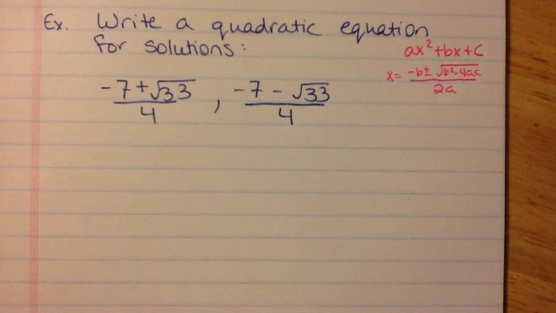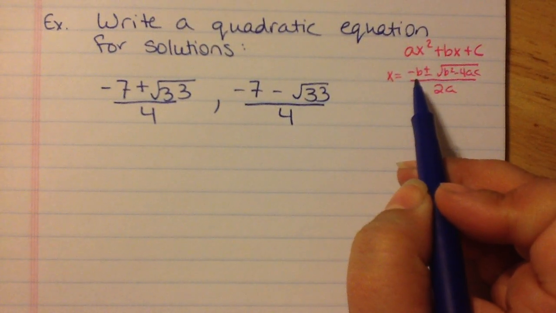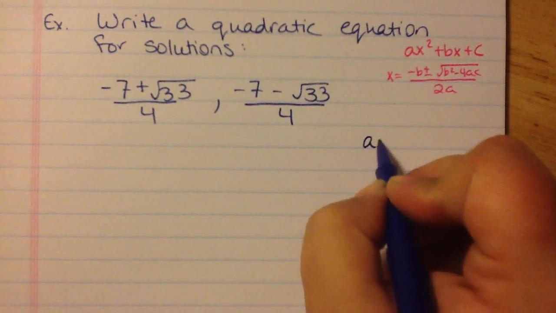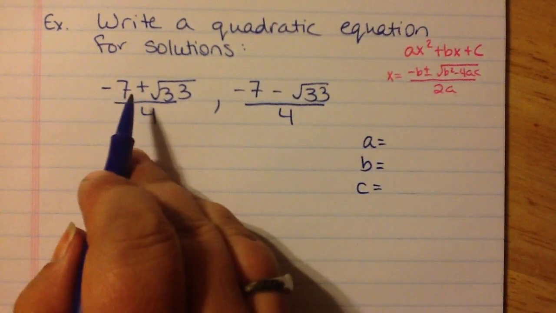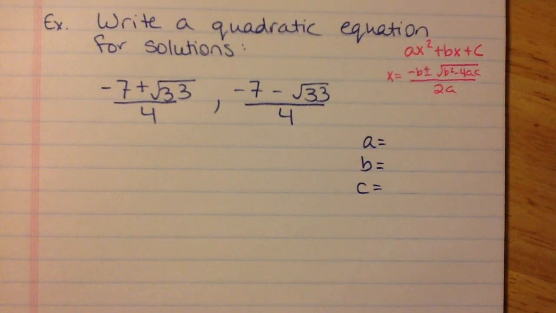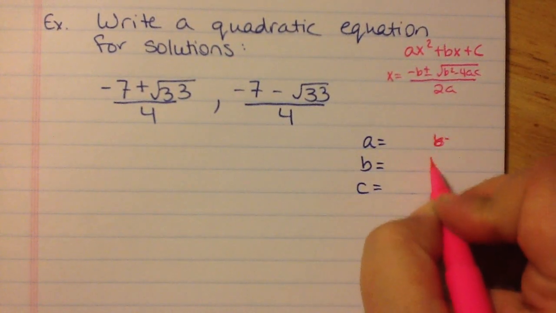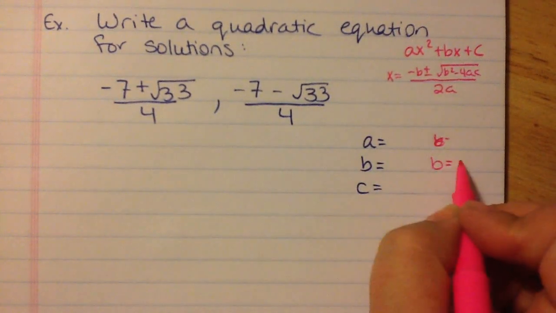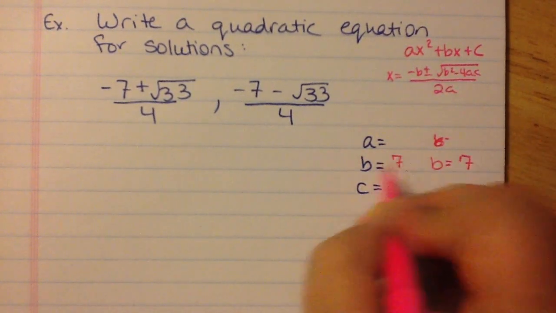So here are some things that I know. I know that whatever's in front of the plus minus is going to be my opposite b. So from this equation, I need an a, I need a b, and I need a c, correct? In front of here is opposite b. So my b is the opposite of negative 7. So what's the opposite of negative 7? Well, it's 7. So my b equals 7.